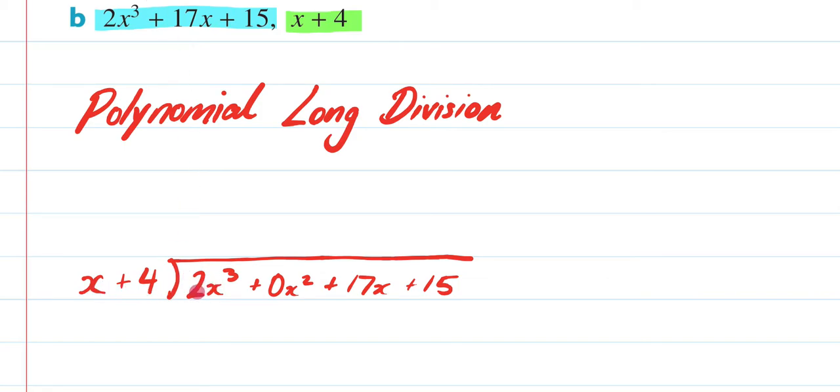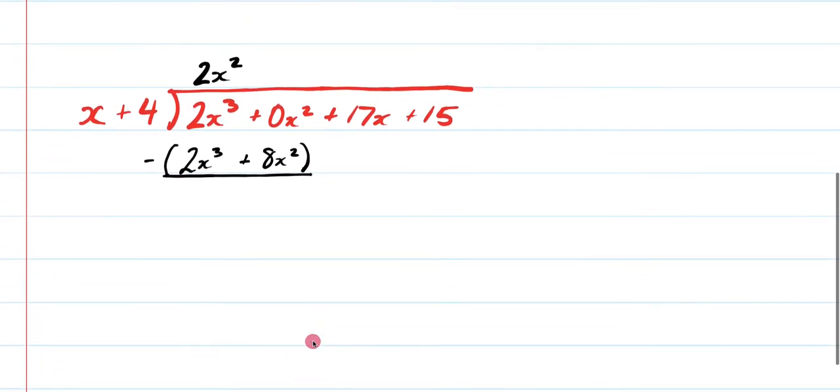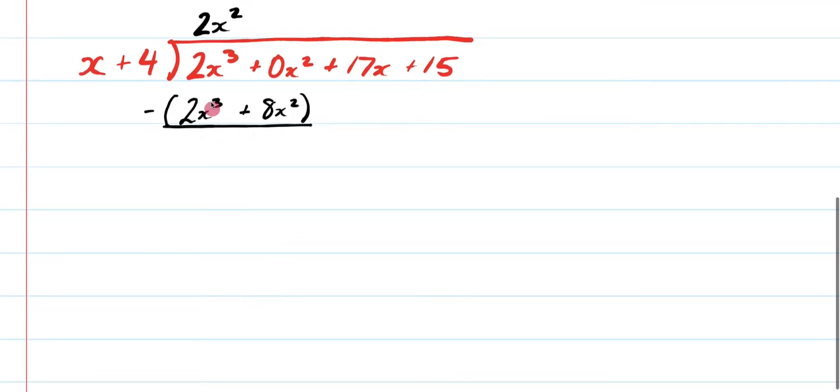So I'm going to say, how many times does x go into 2x cubed? It goes in 2x squared times. Then I'm going to go 2x squared times x is 2x cubed. Then I'm going to go 2x squared times 4 is going to become plus 8x squared. Then I'm going to subtract this entire thing. So I do that. And let me just scroll down to give myself a bit more room here. So now I'm going to go 2x cubed minus 2x cubed is going to be 0. So I'm just going to leave that blank. Then I'm going to get 0x squared minus 8x squared, which is going to be negative 8x squared. Then I'm going to drop this one down. So this comes down. I carry that down and I get plus 17x.